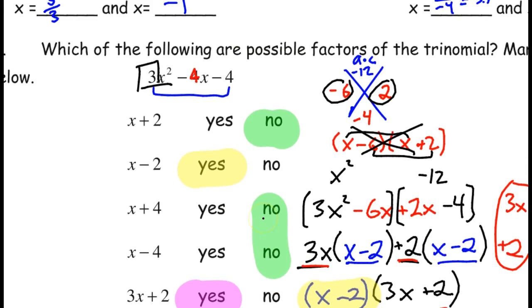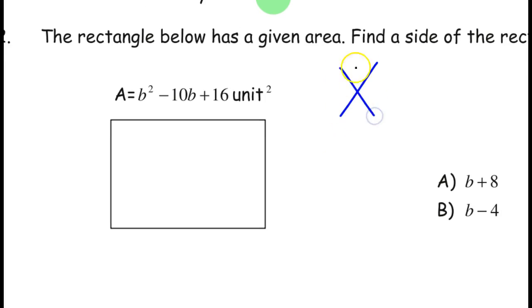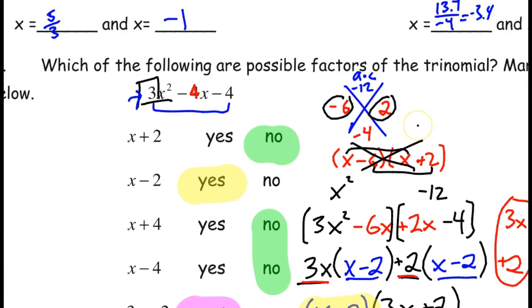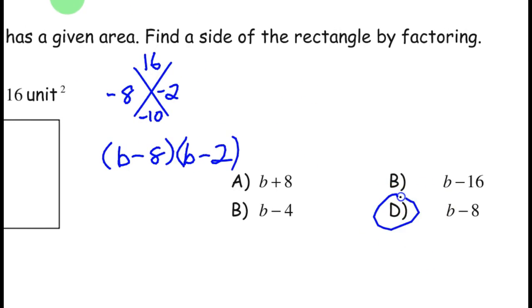So basically the same thing we just did, only the a value is 1, so it's going to be a little faster. So just what multiplies to 16 and adds to negative 10, right? We'll get, let's see here, 8 and 2, looks like, right? And they're both negative. So negative 8 times negative 2 is positive 16, and negative 8 minus 2 is negative 10. And now, since there was just a 1 here, we do not have to go through all this extra process, okay? Since there's just a 1 as the coefficient for a, we can go straight to b minus 2 and b minus 8. Right? So we'll go with D.